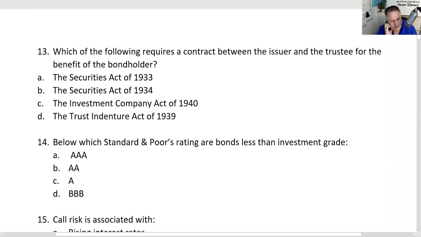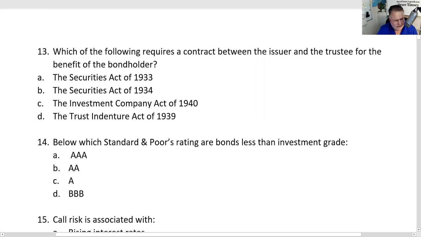Which of the following requires a contract between the issuer and the trustee for the benefit of the bondholder? That is the Trust Indenture Act of 1939. The Trust Indenture Act of 1939. D as in dog. If I said which of the following requires a prospectus when selling brand new securities to the public, you would say 33. If I said, what created the SEC, that was 34.